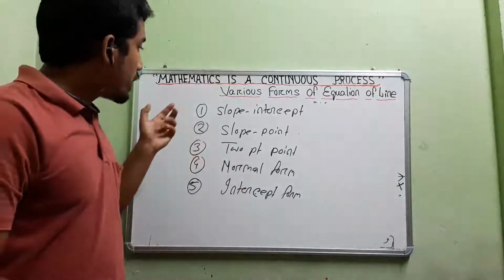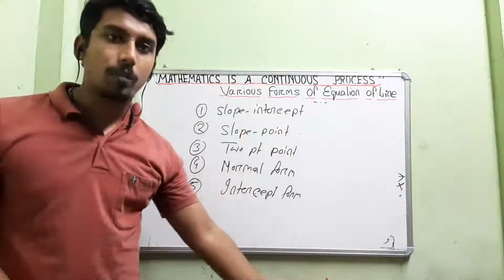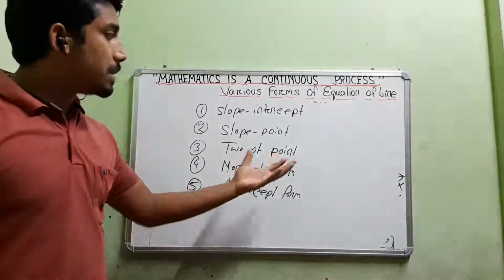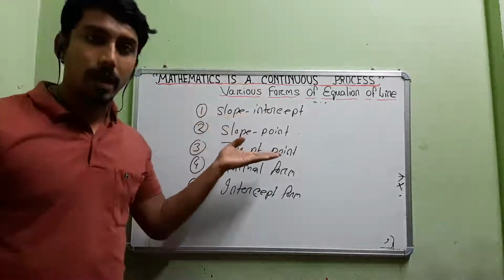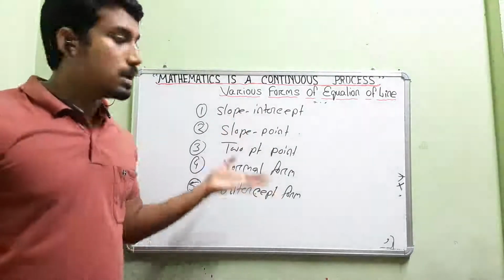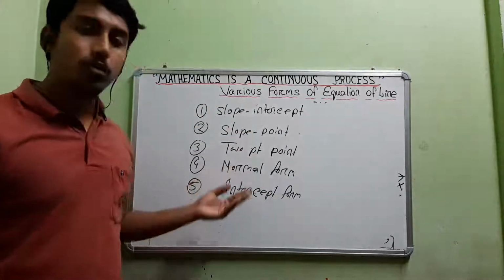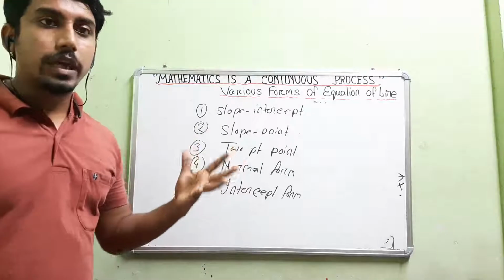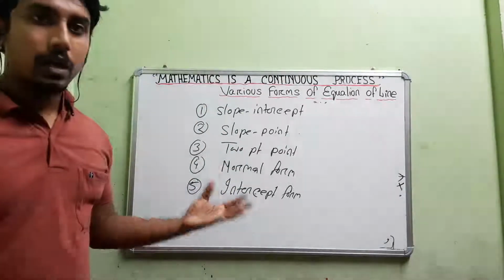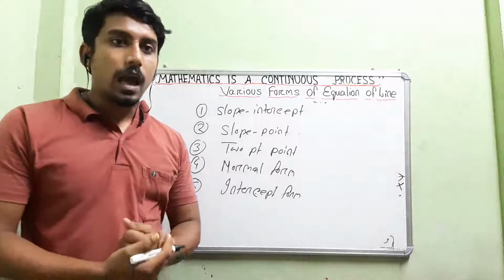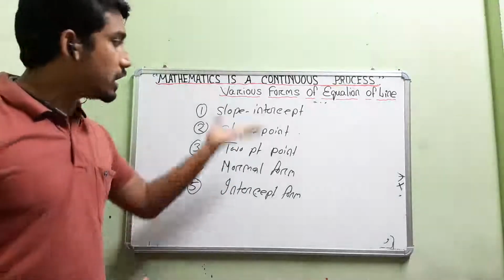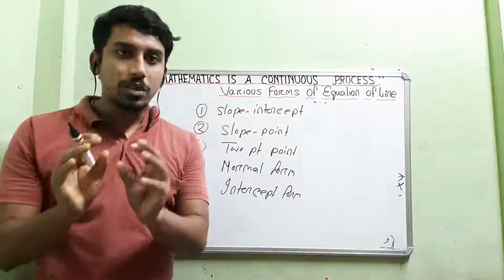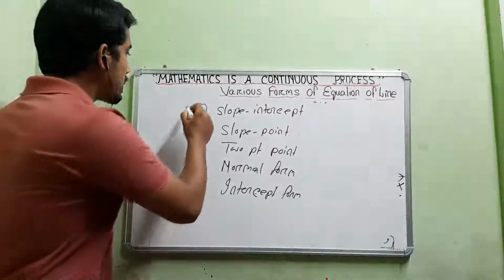For each of the forms there can be several problems possible. So this is the concept I have given here: depending upon the situation, what are the several forms possible. Slope intercept form, slope point form, two-point form, normal form, then intercept form. I have discussed how to get the equation of a line in all the 5 forms. In the next class I shall discuss several problems related to all the 5 forms of the equation of a line. Some information will be given, and depending upon the information we are supposed to use the forms.